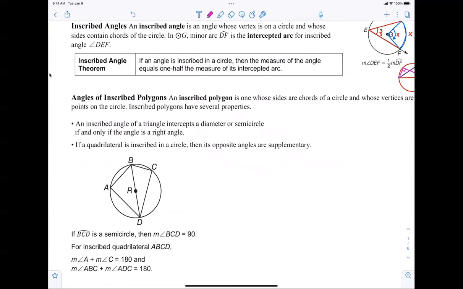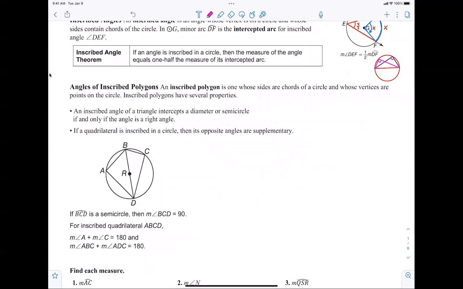Now, an inscribed angle of a triangle intercepts the diameter or semicircle if and only if the angle is a right angle. So I'm right here, guys. Sorry, I'm kind of stuttering a little bit. So I'm right here now. So that's what I just demonstrated. That if you draw a diagonal or a diameter, and then you draw a triangle and the endpoints are on the diameter, then you create a right triangle.